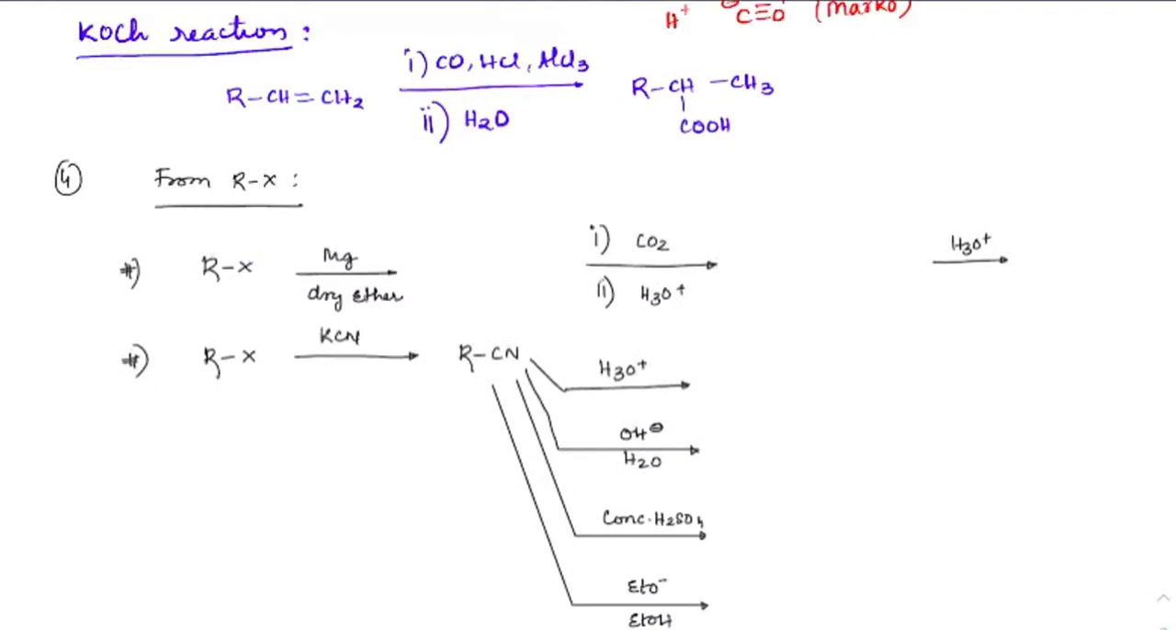Alkyl halides, when you treat that with magnesium and ether, we will get Grignard's reagent, RMgX. RMgX, when you treat with carbon dioxide, we know that first it will form RCOO-, and that on hydrolysis will give RCOOH. I have written the hydrolysis step here itself, so we'll get this as RCOOH.